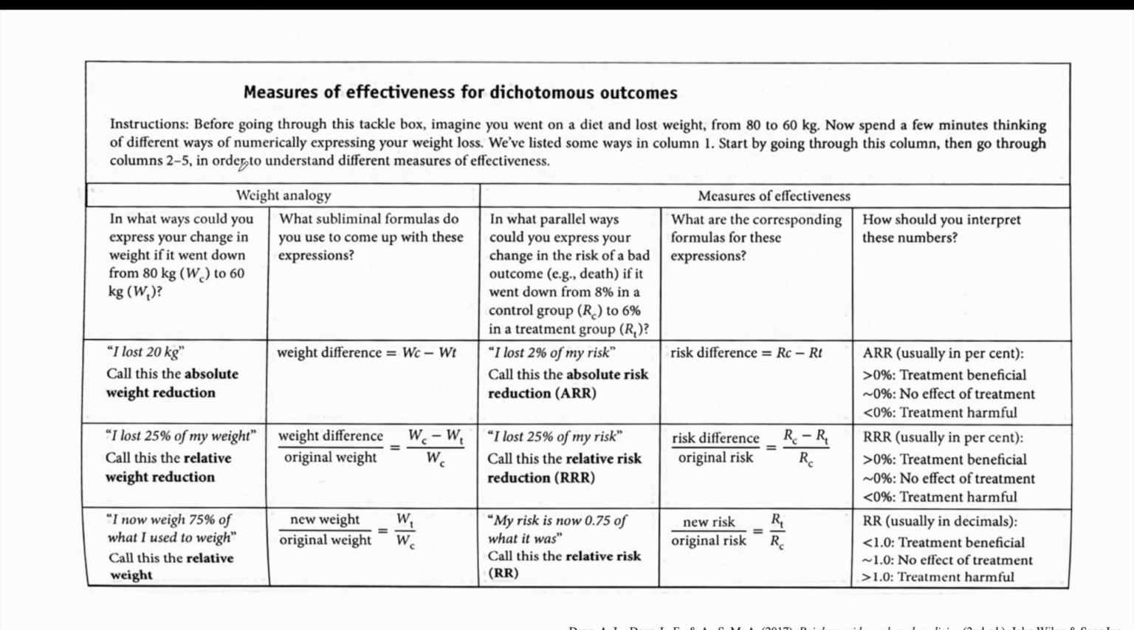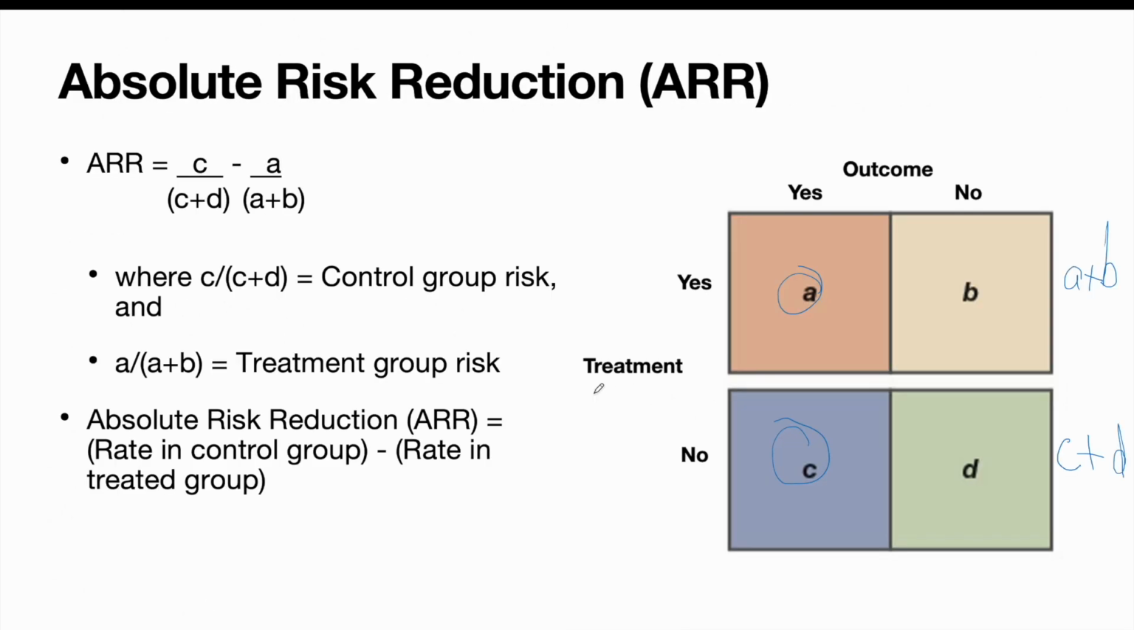We're asking, in what ways could we express our change in weight if it went down from 80 kilograms, that would be weight at the start, to 60 kilograms, that would be weight after, right? After you've received therapy or whatever. So in what ways can we express the change? We can say, well, I lost 20 kilograms, and we can call this the absolute weight reduction, which we can compare to the absolute risk reduction. It's just the difference between the two risks. Absolute risk reduction is just the difference between the rate in the control group and the rate in the treated group. It's absolute.